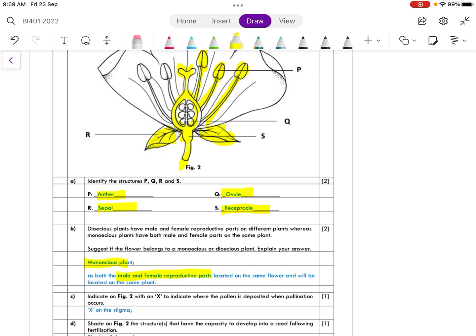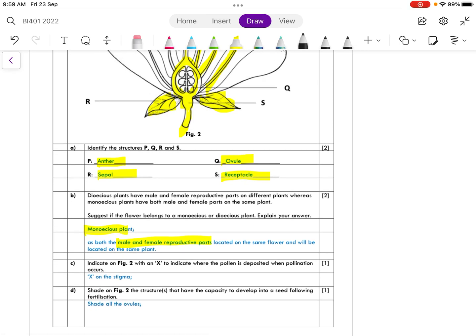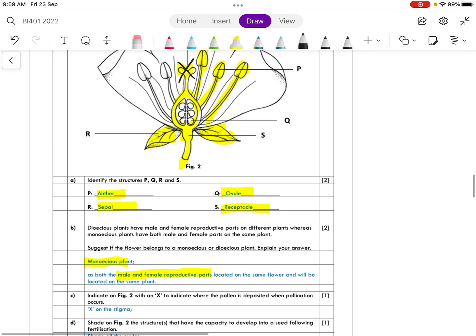They ask you to indicate on figure 2 with an X where the pollen is deposited. So it's deposited on the stigma, so this is where you should put the X. Shade on figure 2 the structures that have the capacity to develop into a seed. So you should shade all of the ovules. Each ovule can develop into a seed. This flower, therefore, this ovary over here, would have 6 seeds at the end of the day.